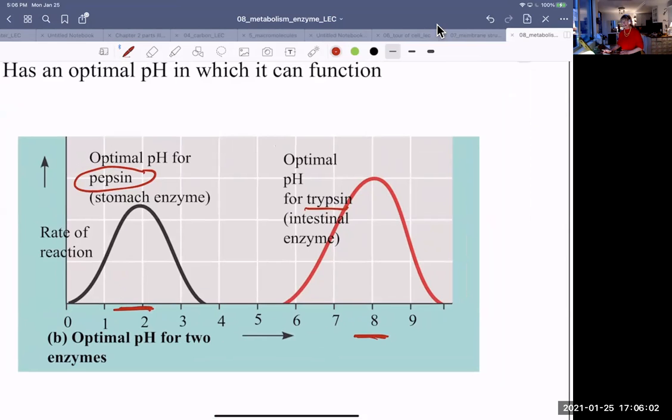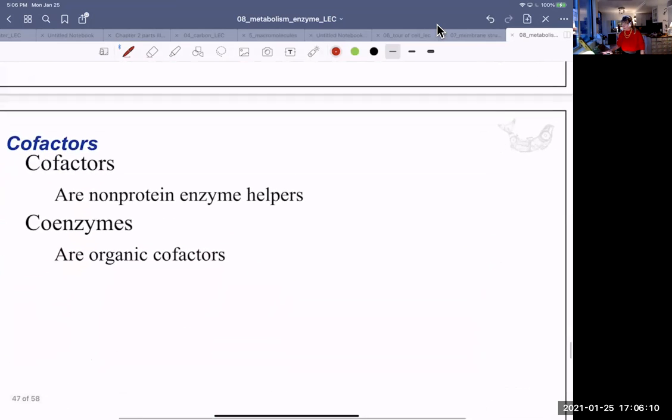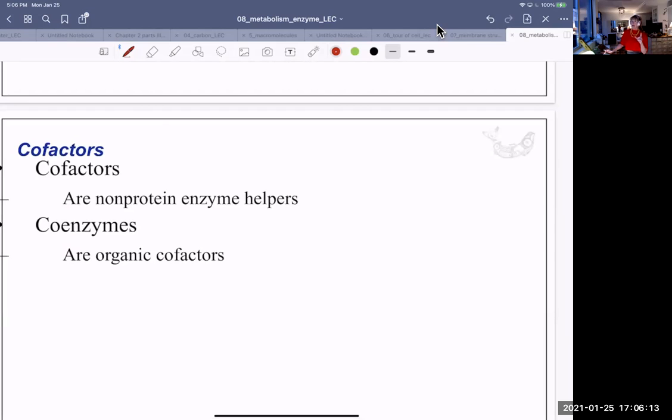So we'll be doing a cool experiment, not next week, but the week after, on enzymes, determining something about what are known as cofactors. So enzymes do not work alone. The reason that you need minerals and vitamins in your diet is because they are either coenzymes or cofactors. So a cofactor is a mineral. It's a non-protein enzyme helper. A coenzyme is a vitamin. It's an organic cofactor. And these help enzymes.